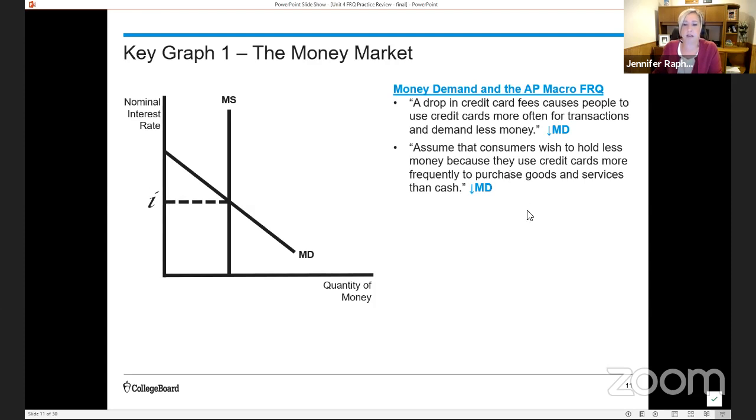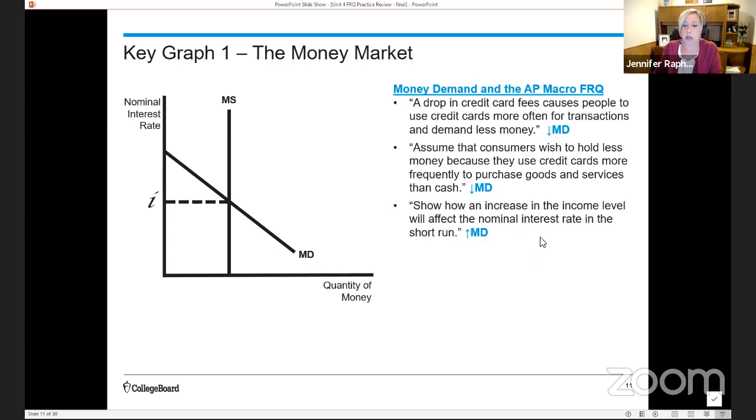The second one I found said, assume that customers wish to hold less money because they use credit cards more frequently to purchase goods and services than cash. Again, that would lead to a decrease in money demand because we're not paying for goods and services with cash anymore. We're paying for it with borrowed money, which is what credit card means.